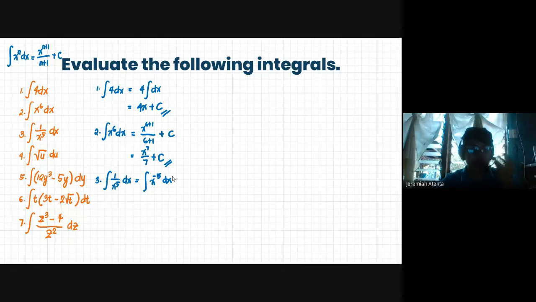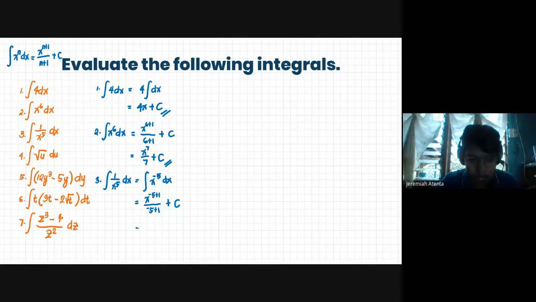And from that, we can now apply the theorem. And what theorem are we going to apply? A, B, C, or D? B ulit. Okay? Because we have x to the power of something. And since n here is not equal to negative 1, then we can use the second theorem. So applying the second theorem, you will have x to the power of negative 5 plus 1 over negative 5 plus 1. Then you have plus c, right?